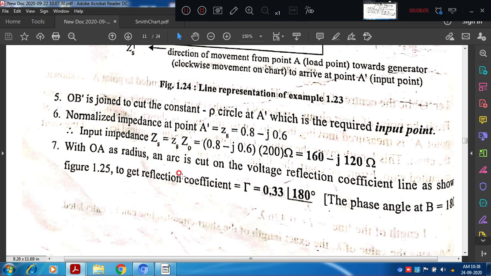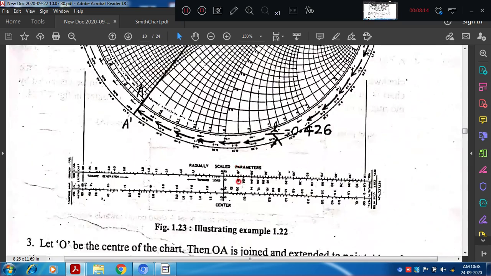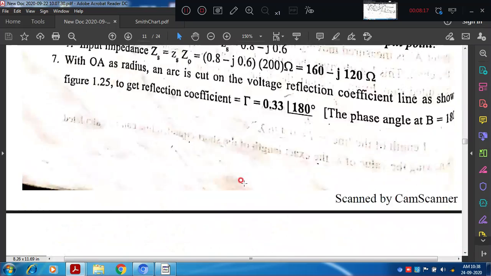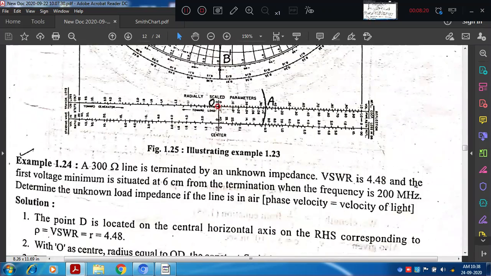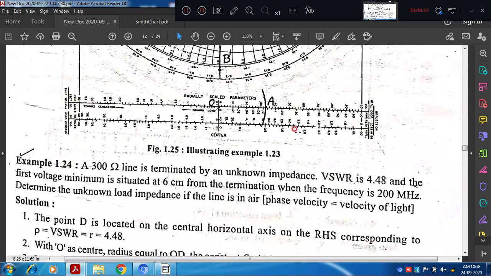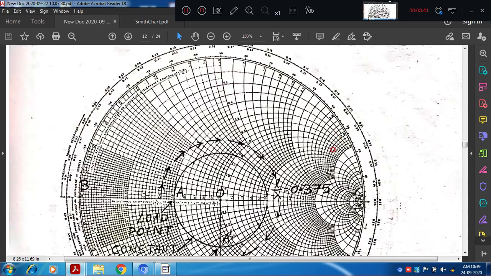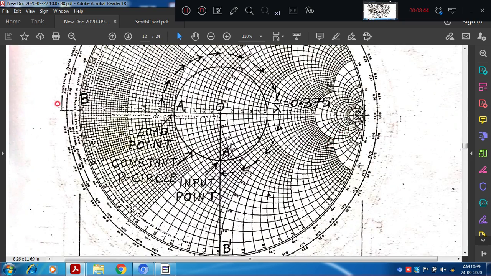The last point in the numerical is to find the voltage reflection coefficient. How to get that? With OA as the radius, just cut the readings at the reflection coefficient line, so there you will get the magnitude, and then the angle of the reflection coefficient, which we need to write here. See here, it is 0.33 magnitude, and we are getting 180 degrees as the phase angle at point B. This is the solution for the given numerical.